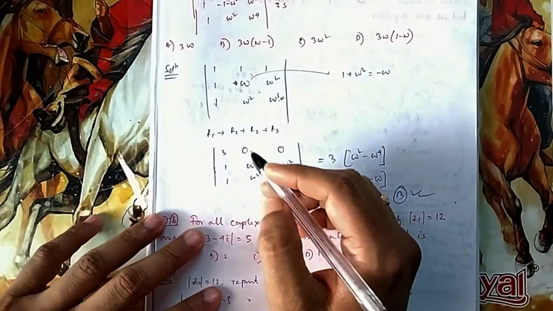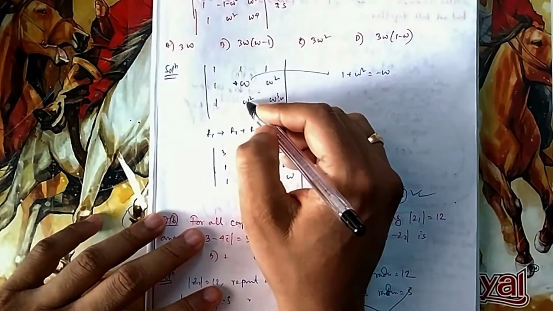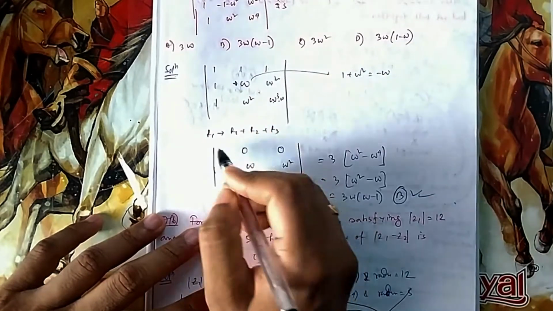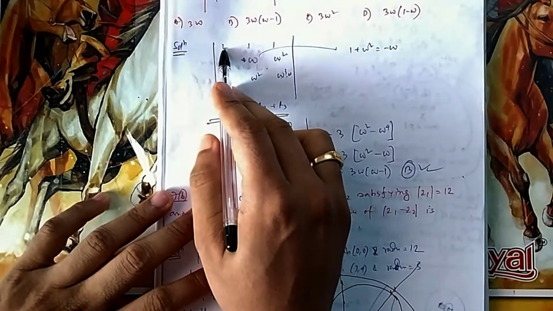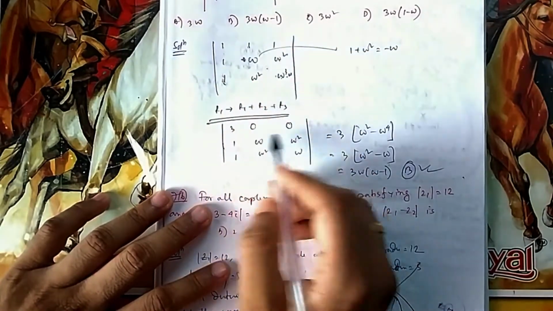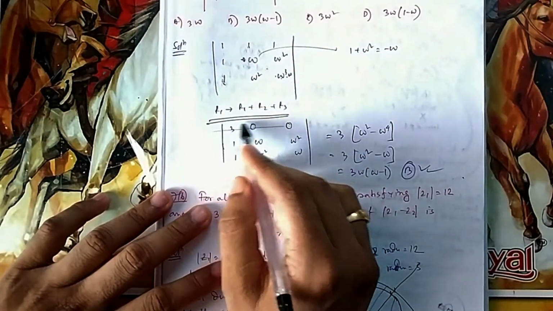Now those who have studied determinants, you can make this row 0, 1 plus omega square, 1 plus omega square. So in a determinant we can apply this row transformation. So if you add all these 3, it is 3. If you add all these 3, it is 0, it is 0. Then we expand using this.